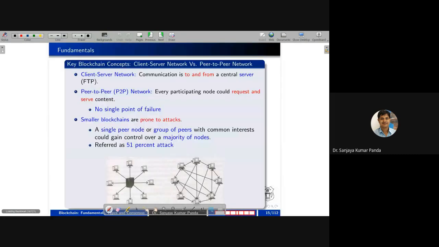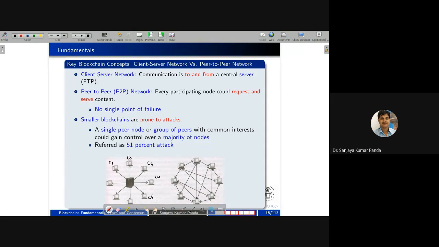Now talking about the various blockchain concepts, you need to see the difference between the client-server network and the peer-to-peer network. If you see the first figure, these are all called clients. I can say C1, C2, C3, C4, C5. These are the different clients. Generally, clients are called thin clients because they have limited power, and the server is called a thick server because it has more power.